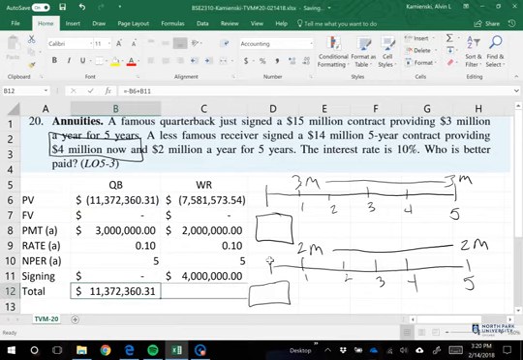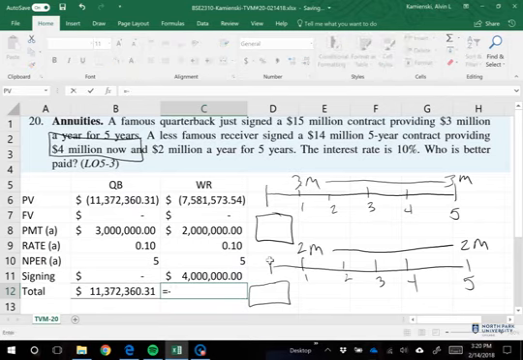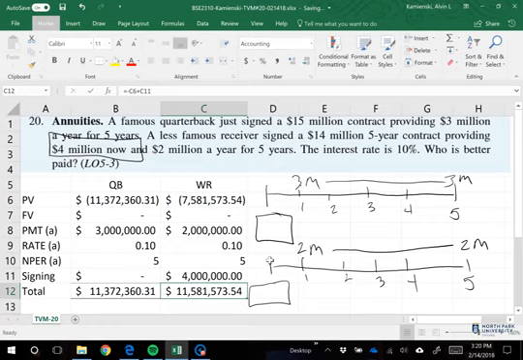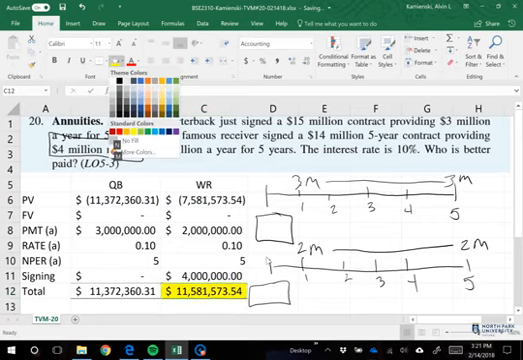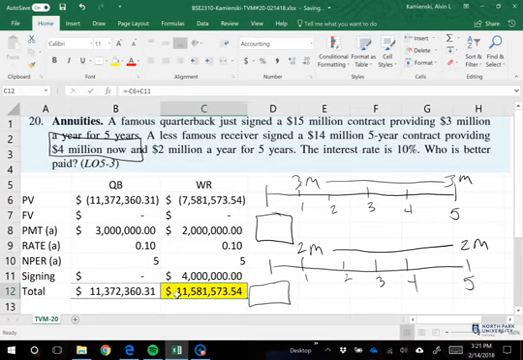It's the same as the present value above, 11.372 million. Whereas the receiver, let's go ahead and switch the sign on the present value of the contract. Let's add in the signing bonus, which since it comes now is also a present value, and we can now see that the receiver is actually better paid, meaning that you would be willing to give up to $11,581,573.54 if, at a rate of 10% over 5 years, someone gave you $4 million right now and then gave you $2 million a year each year for 5 years.